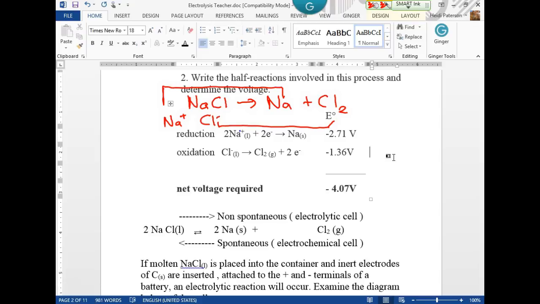No. You don't do any kind of flipping. This is the equation that's given to you. If it was asking you to come up with an electrochemical cell, then yes, you would choose the reaction. Then it would be Cl2 to Cl negative plus 2 electrons, if you were asked to create the cell.